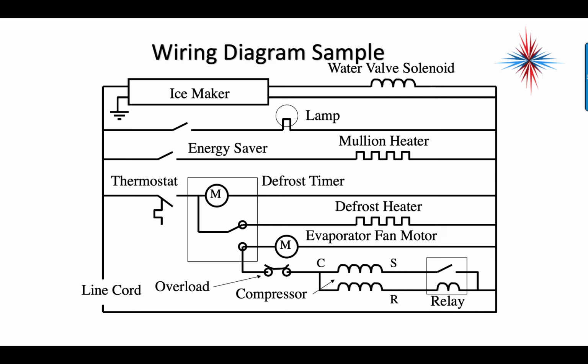You have a defrost heater. You have evaporator fan motors. The evaporator fan will shut off when the unit is in defrost. You have a compressor, you have overloads, and you have a current coil start relay.